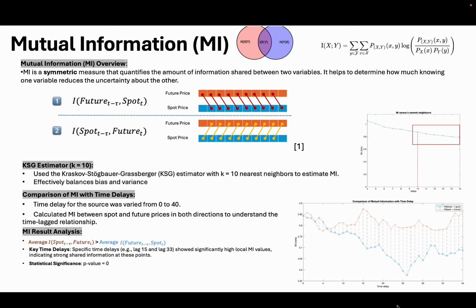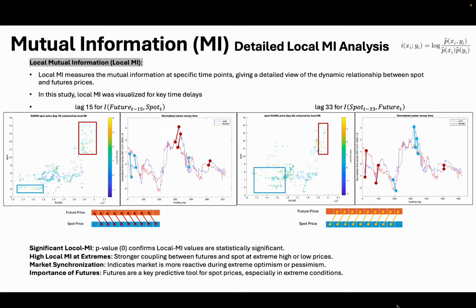Finally, the statistical significance of the mutual information value was confirmed with a p-value of 0, meaning the results are not due to random fluctuations. Let's take a detailed look at the local mutual information analysis.